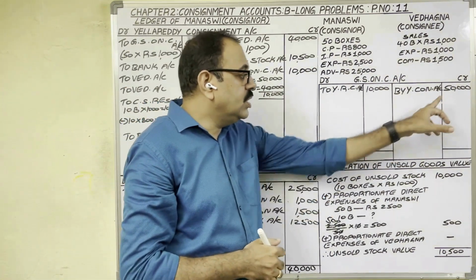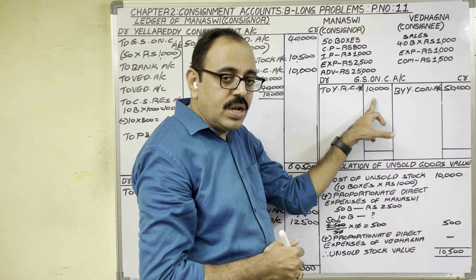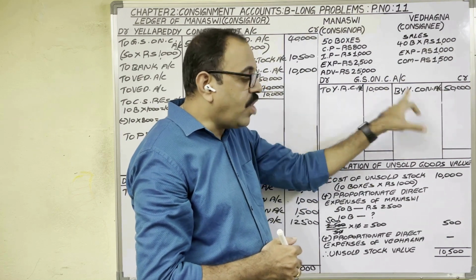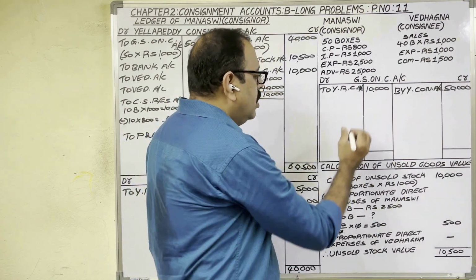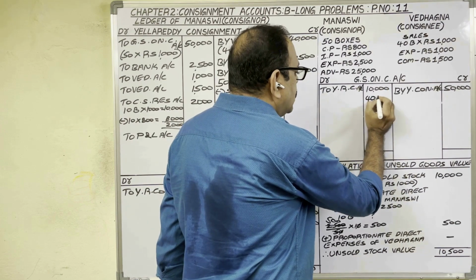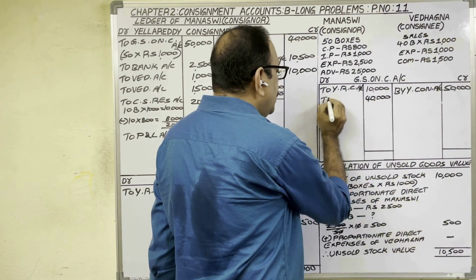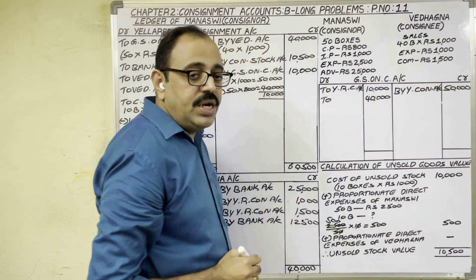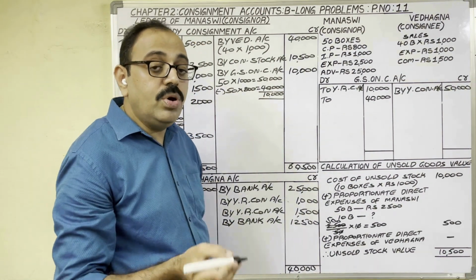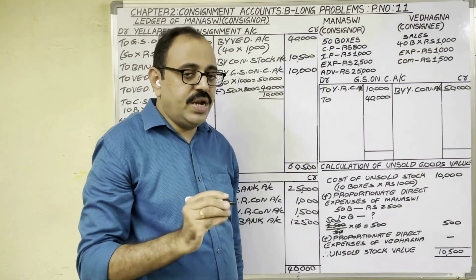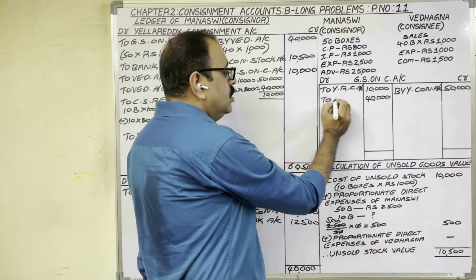In this account, credit total is more than debit total. So the difference, 40,000 rupees, appears on debit side. What to write for this? This 40,000 we can transfer to trading account or manufacturing account. So we are transferring to trading account.